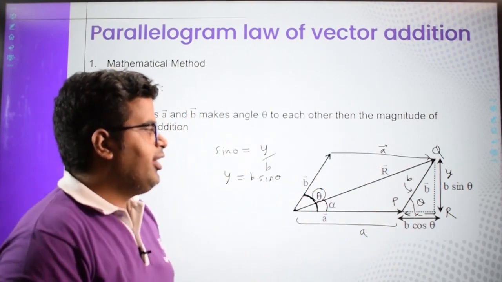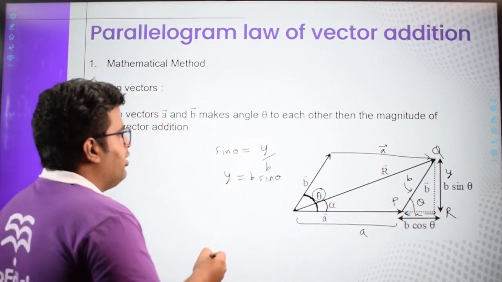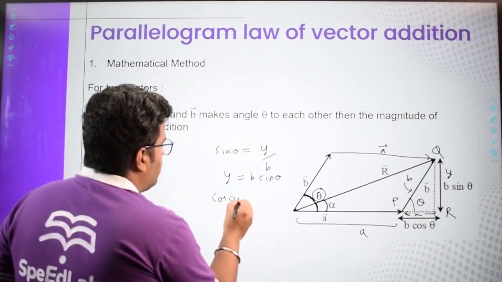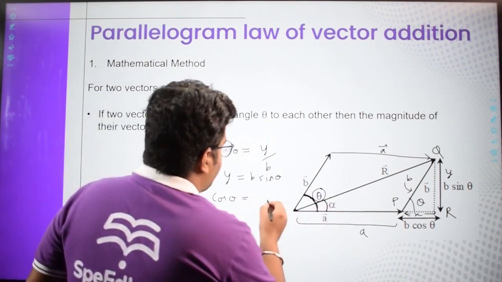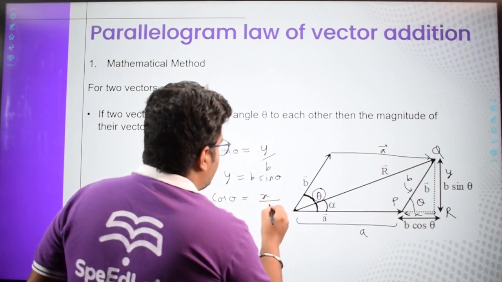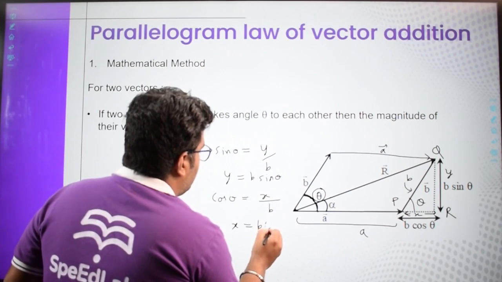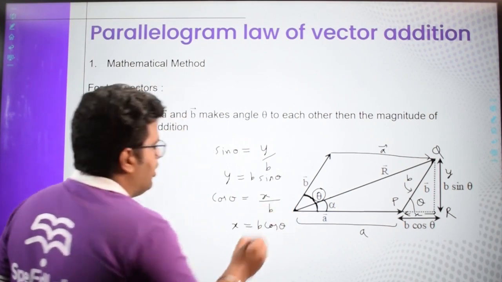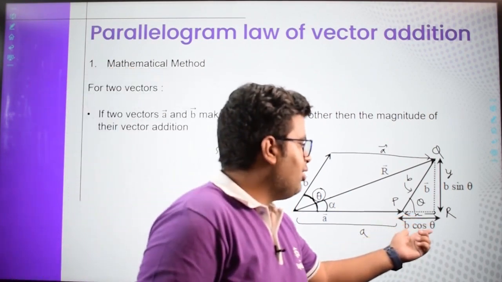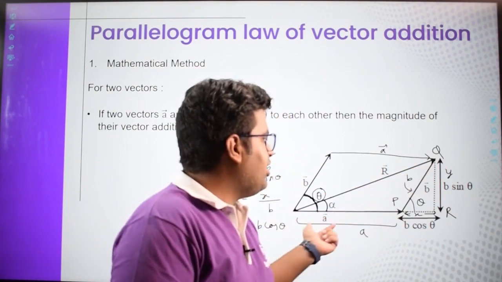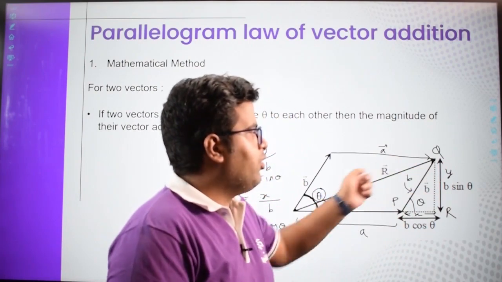Now we'll take the same triangle PQR, and this time we are going to take cos theta. Cos theta is going to be what? Base upon hypotenuse. So base is x and hypotenuse is b. So the value of x comes out as b cos theta. Finally we got this as b cos theta and this as b sin theta, and this one, as I said, is A, and we have to calculate R.